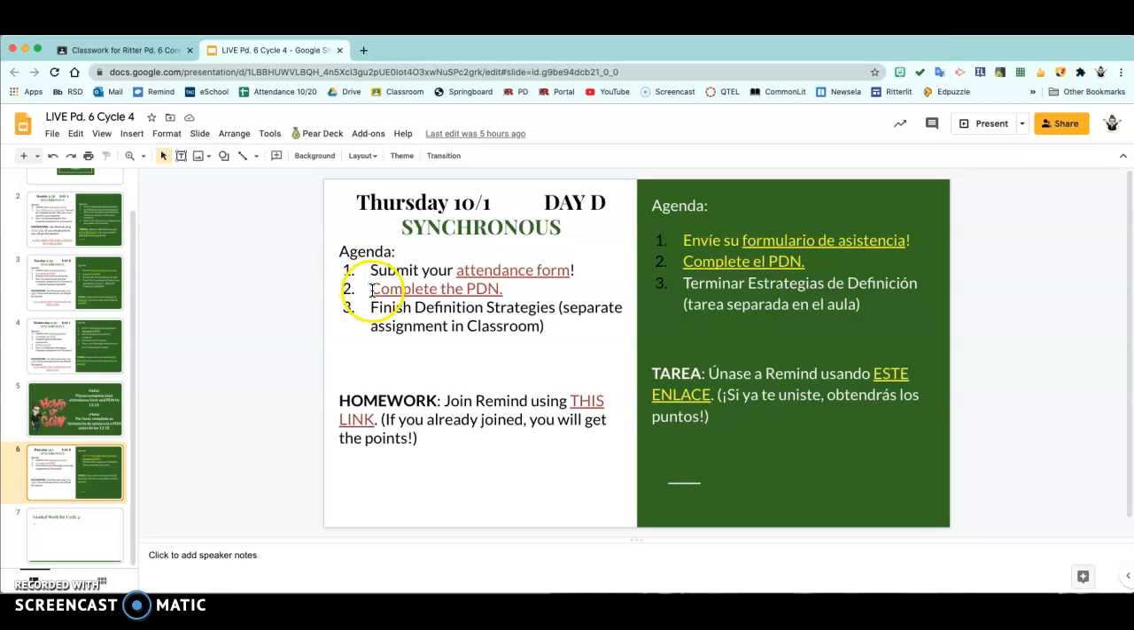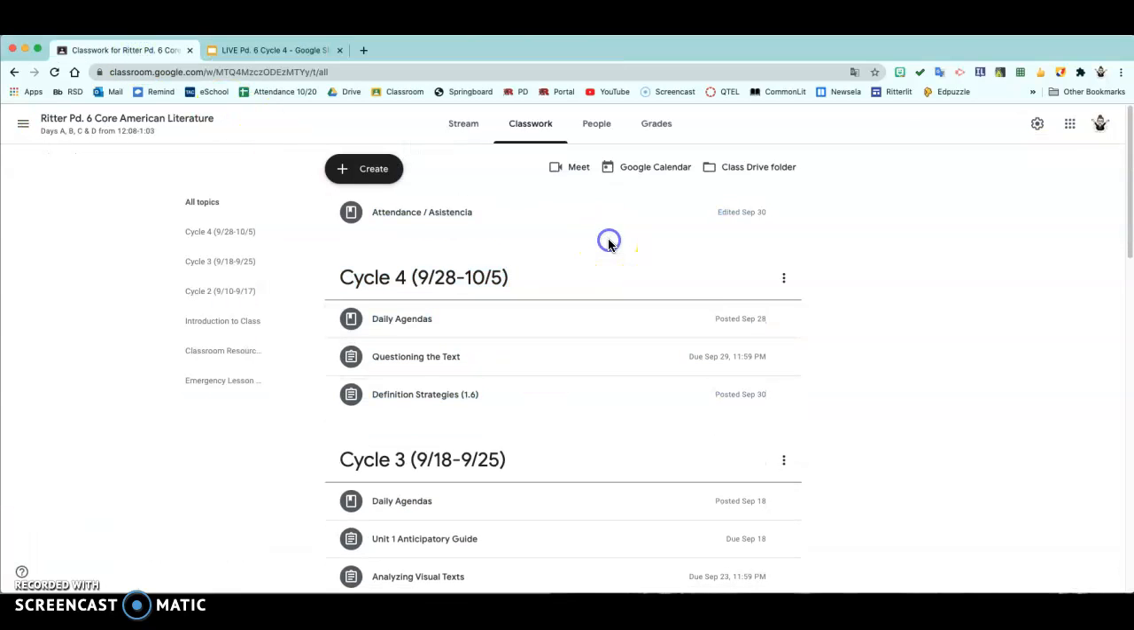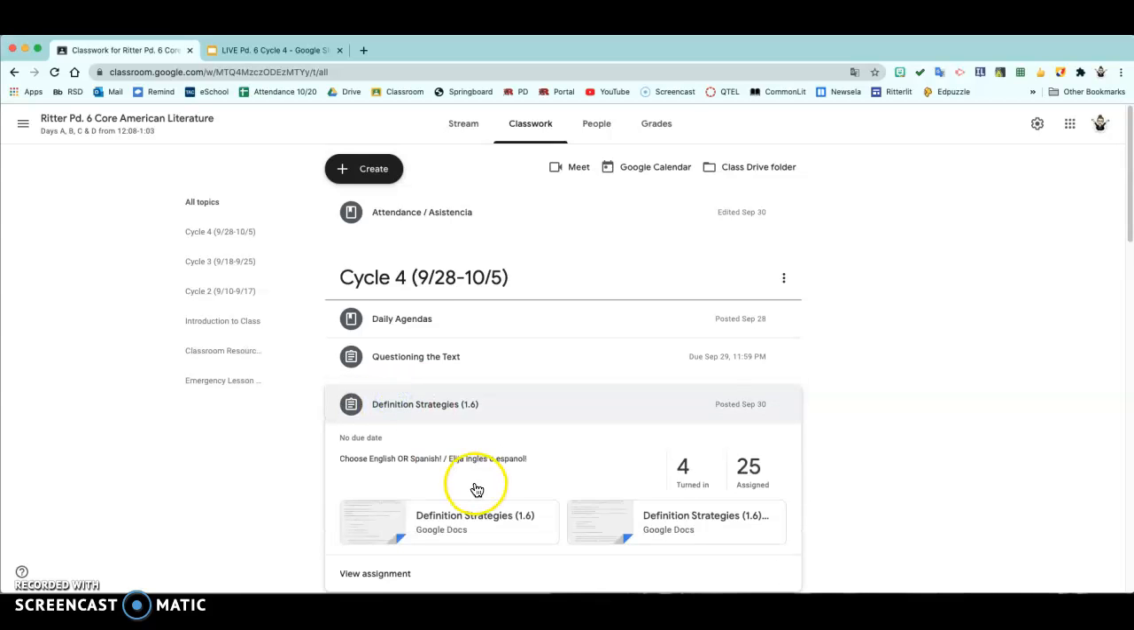So you're going to go into your agenda and you'll see that you still have the homework to join Remind, so if you haven't done that yet, please do it. And then what we did today as a class was finish the definition strategies assignment. So when you are in the classwork tab, that should be the last thing under cycle 4.